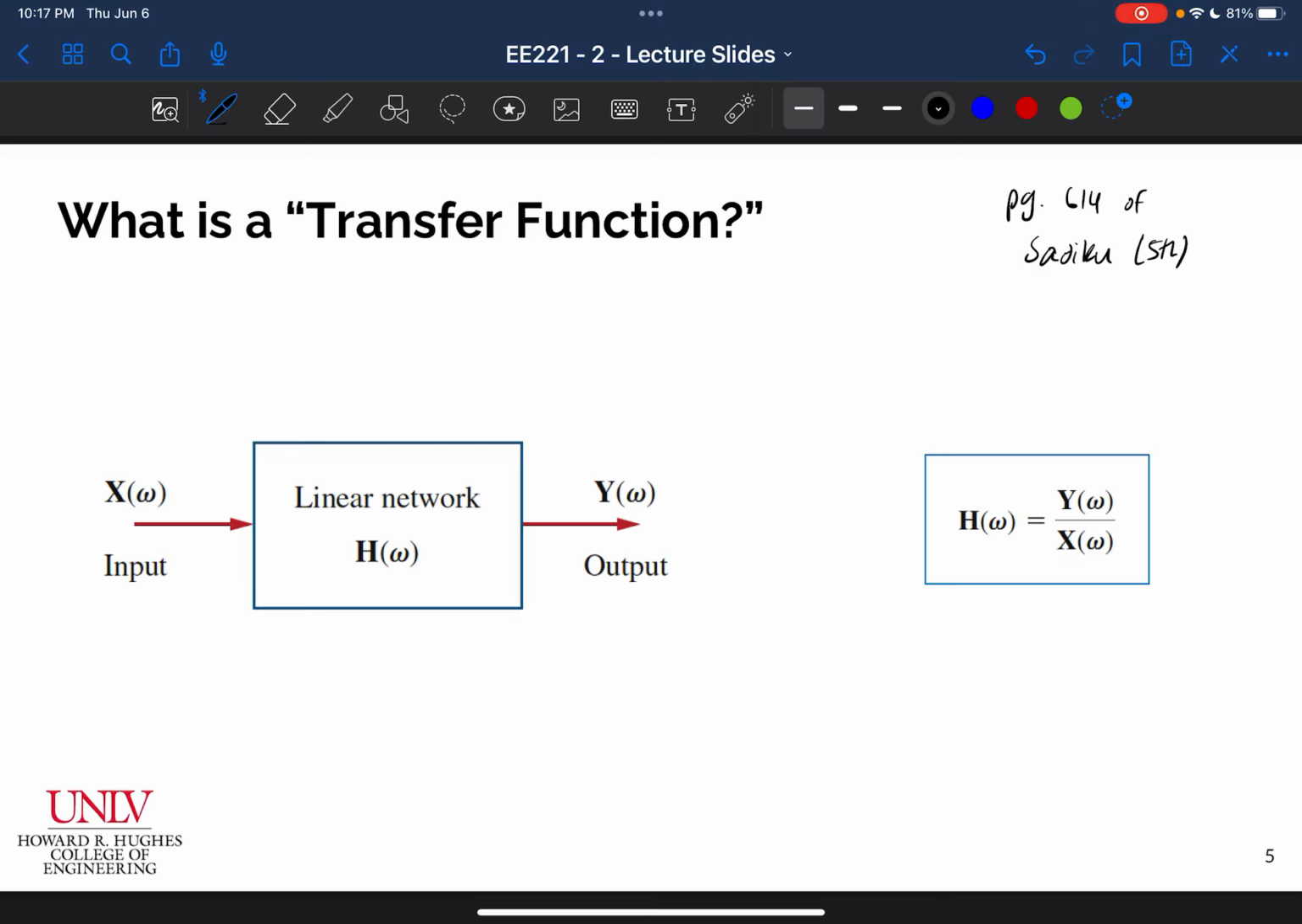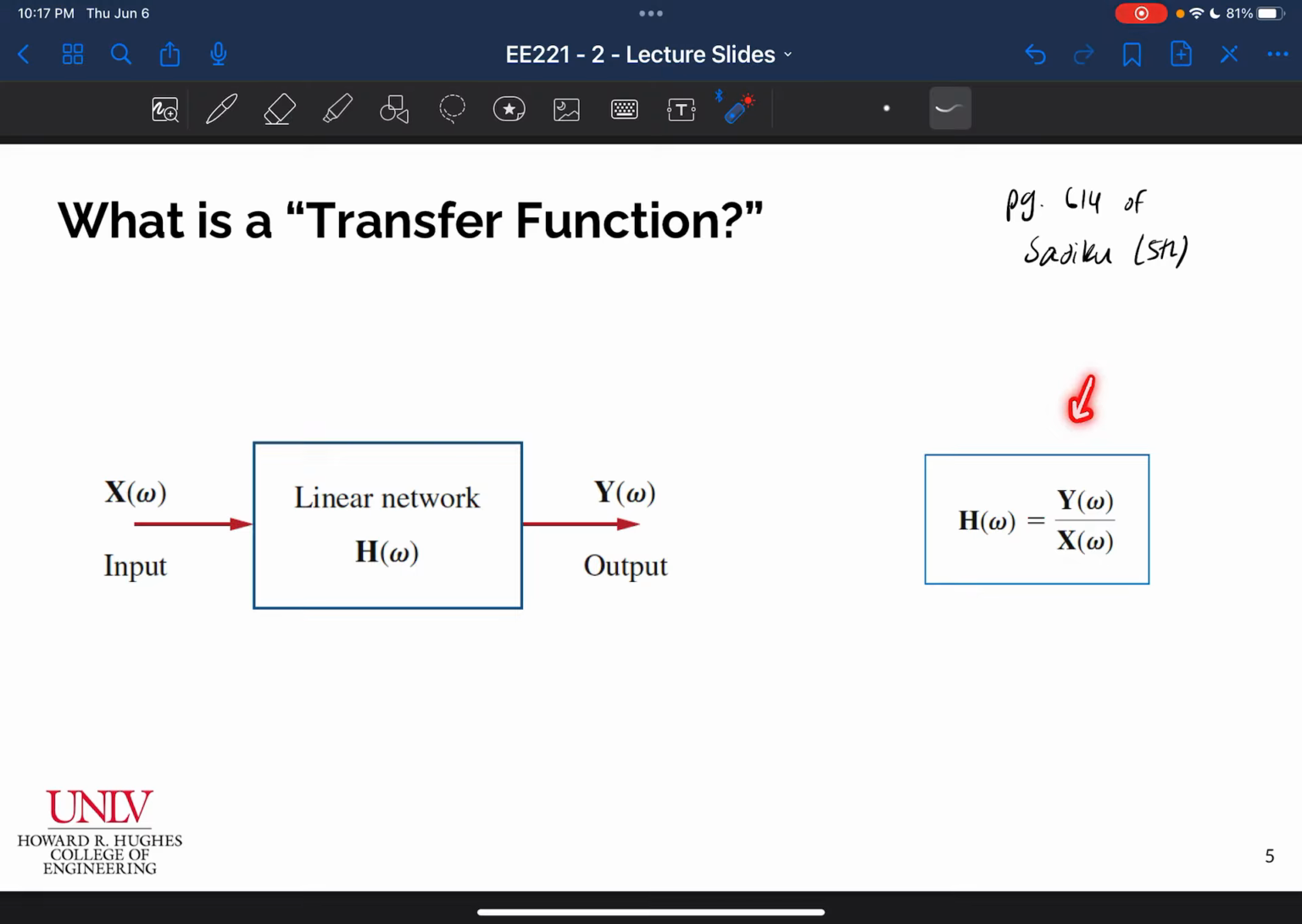But what the definition says is what the transfer function is. What is a transfer function? It says it is the frequency dependent ratio of a phasor output Y. So we have our phasor output here, right? The frequency dependent ratio of a phasor output Y, which can be a voltage or a current, to a phasor input X, which can also be a voltage or a current, okay?